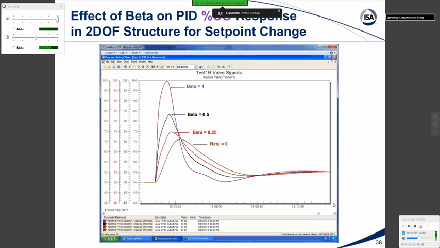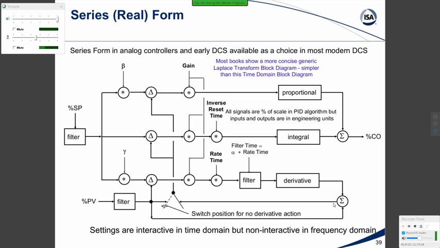Here it shows the effect of those settings on the controller output, and you can see a kind of dramatic change as you change beta in terms of what the controller output is doing for those set point changes.